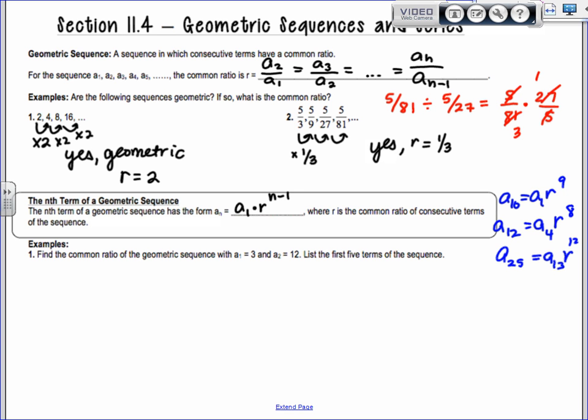All right, so don't just memorize the formula. Know how to go from various terms to other terms. You're thinking, how many swoops do I have? How many times am I multiplying by r?